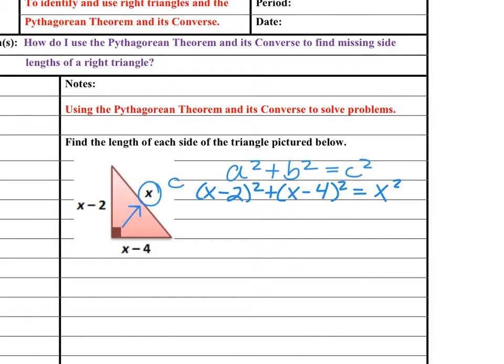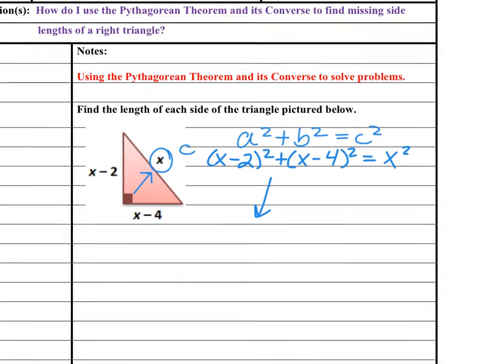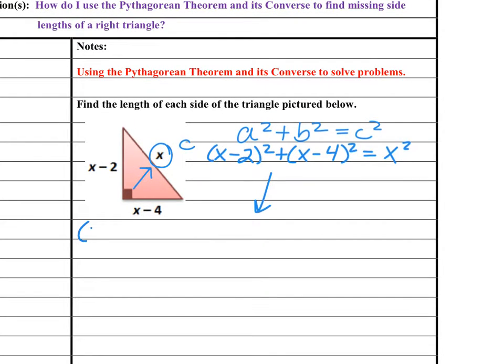I really should have done that lower. Okay, I'm going to put an arrow, give myself a little bit more room. So this will turn out to be x minus 2 times itself plus x minus 4 times itself is equal to x squared. Go ahead and double distribute if you've not already.